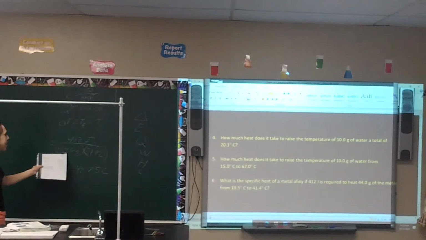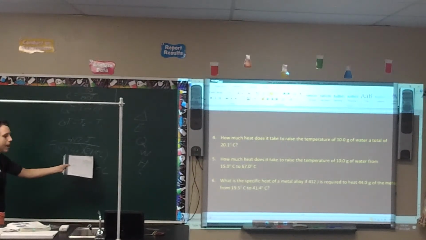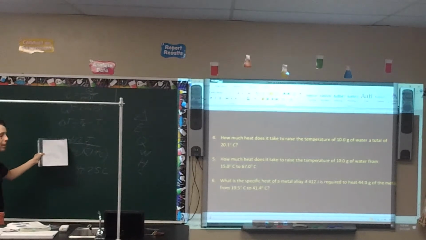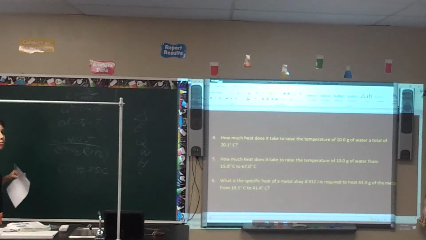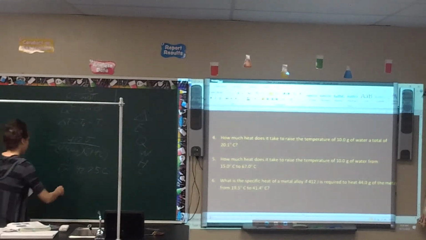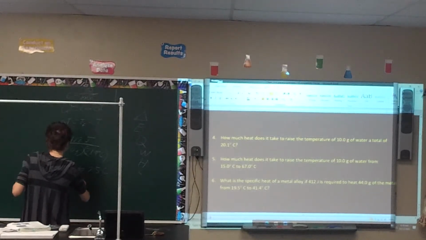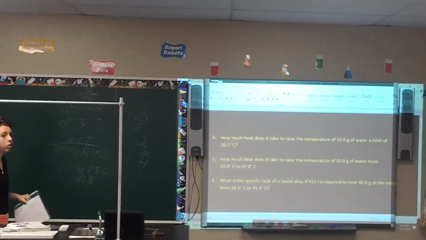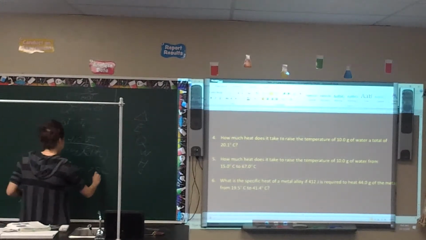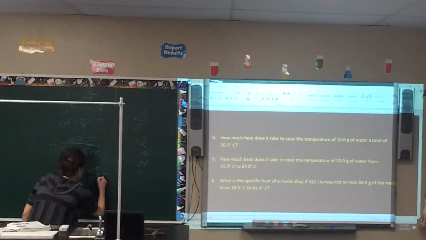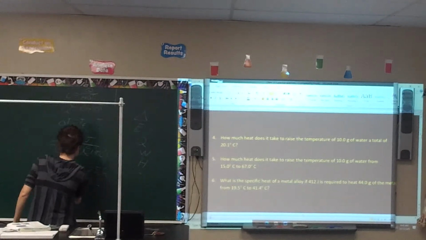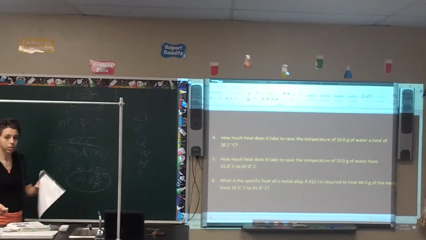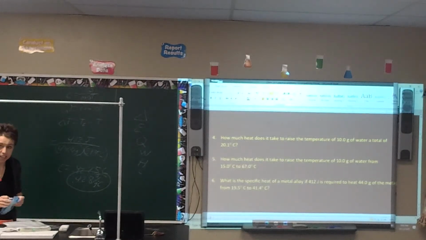So how many sig figs? 3. 3. 3. Since it's multiplication and division, how many sig figs should my answer have? 3. So the answer becomes 0.428. Now, I've said it a bunch, but make a note of the units for specific heat: joules per gram degrees Celsius. So that's the answer for practice problem number 6.